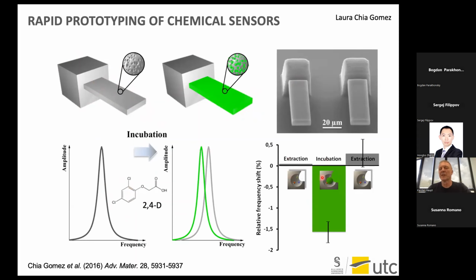So as you can see here, in the presence of 2,4-D, we have a very large drop in oscillation frequency of our cantilevers. So these are small sensing elements, just a few micrometers in size and very thin, just a couple of micrometers thick, and they can be used as chemical sensors. Okay, so this was just in order to show you that we really have very versatile materials, and the engineering of these materials is very easy.